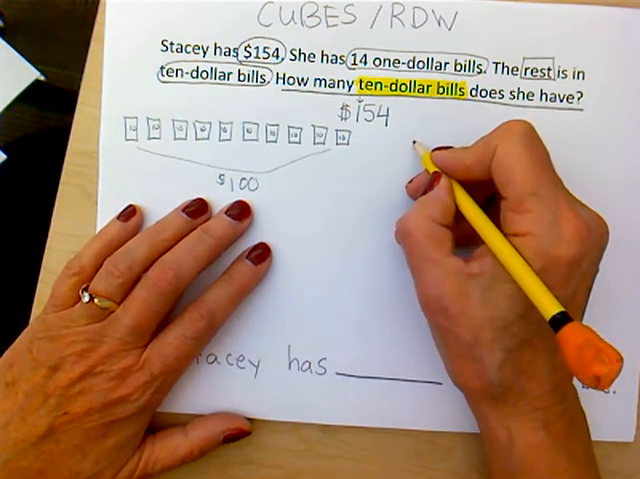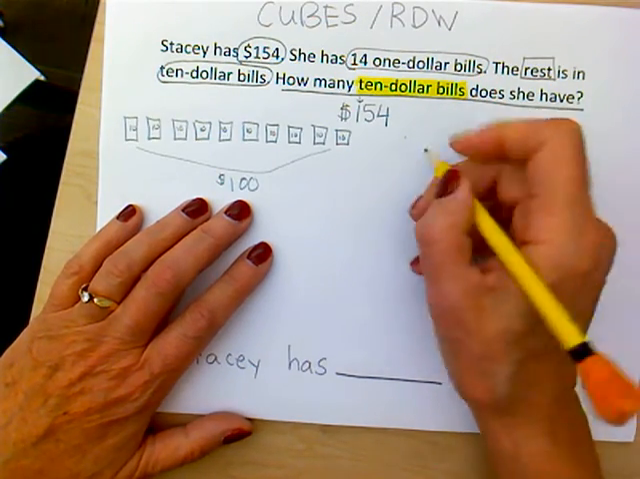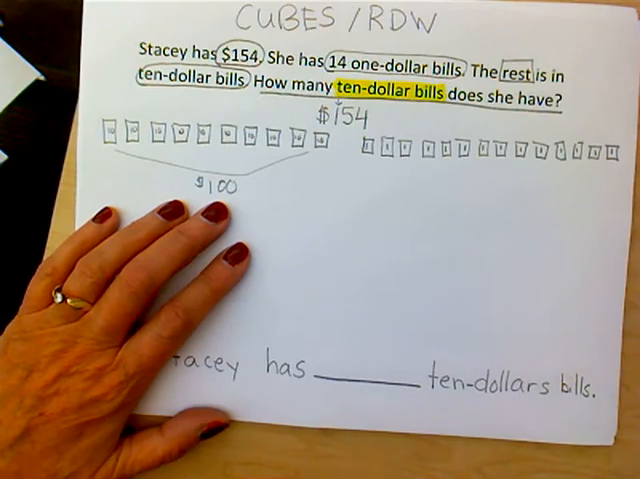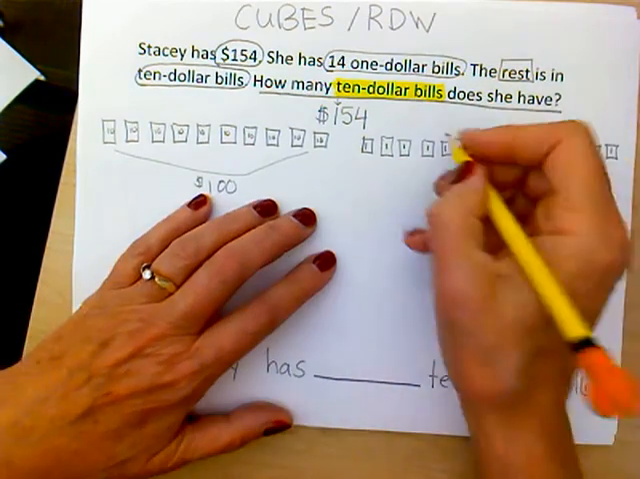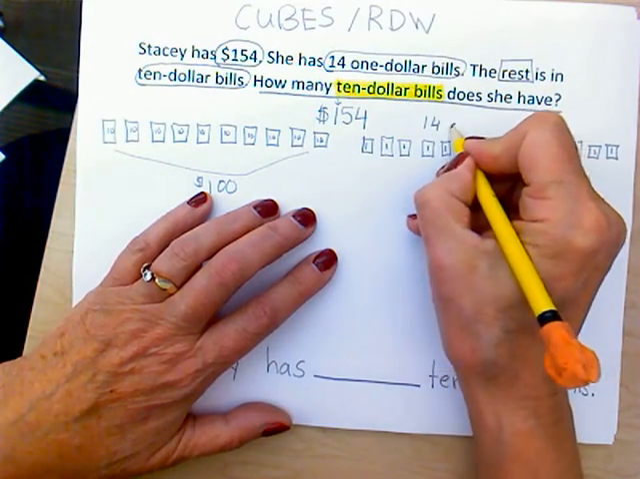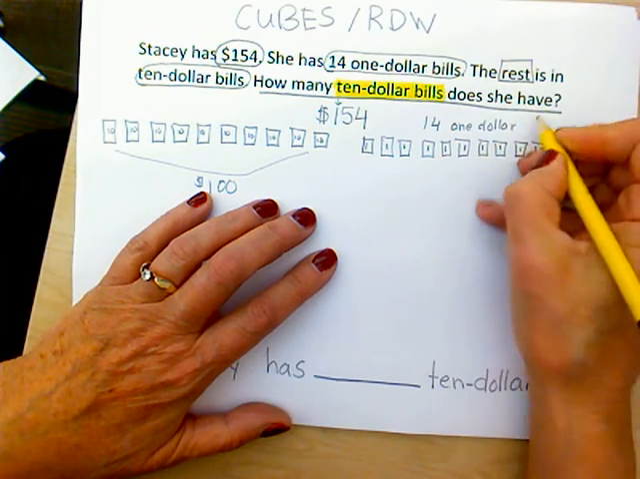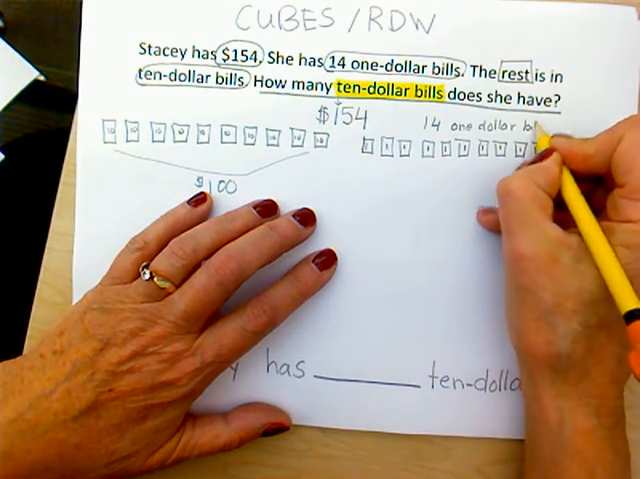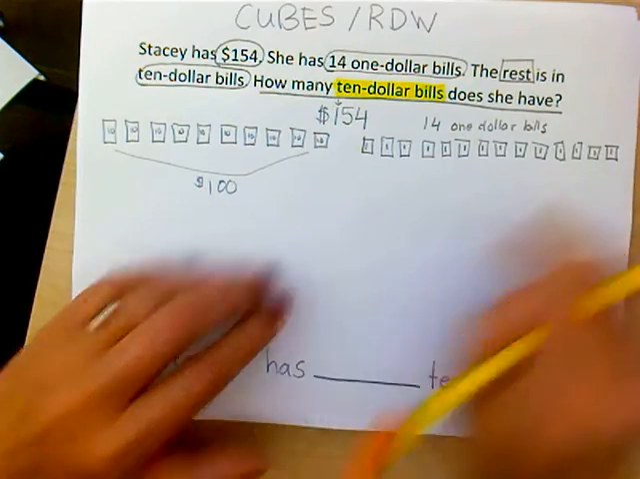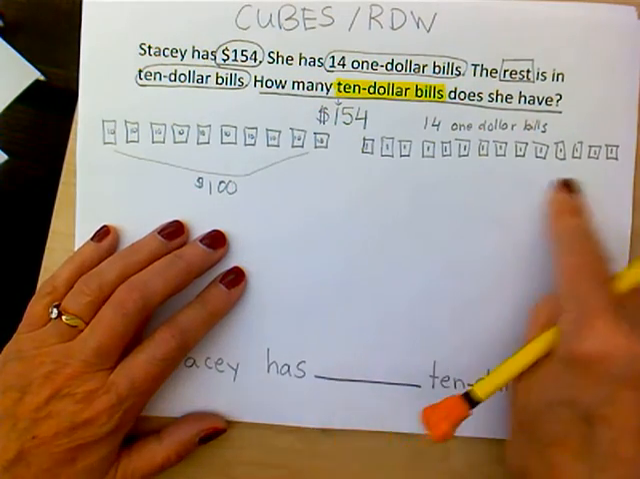Let's draw a picture of those. I'm going to have you pause the video. So I have now drawn 14 $1 bills. Okay, I don't get to exchange those because that's 14 $1 bills.